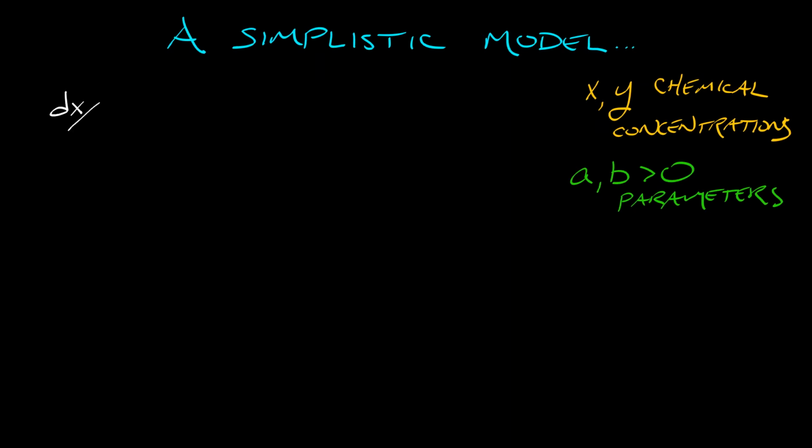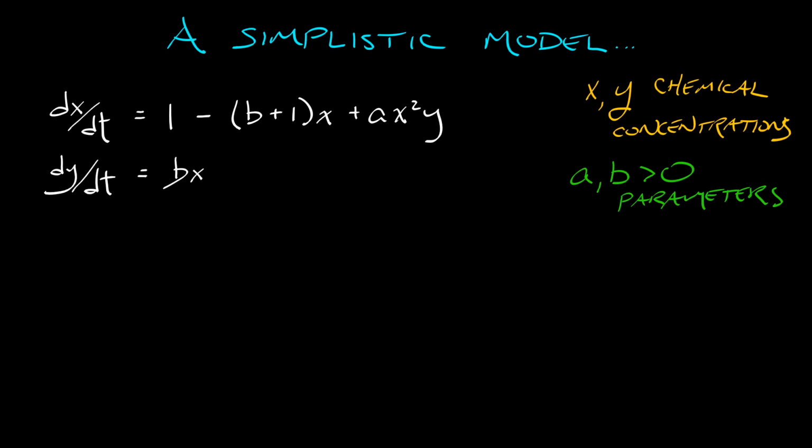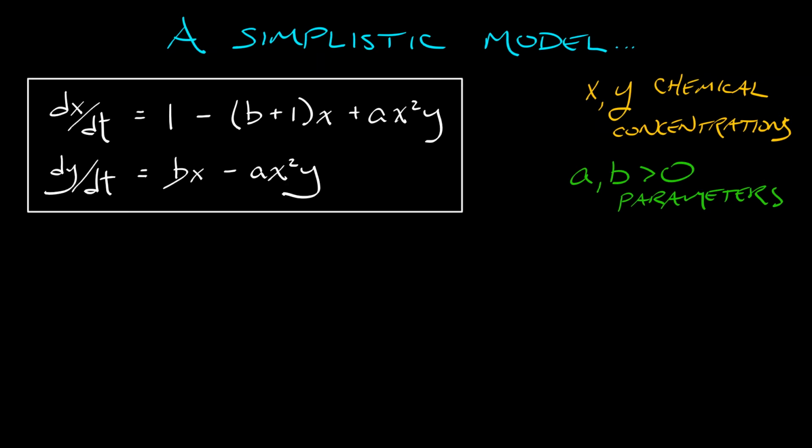dx/dt equals 1 minus (b plus 1) times x plus a times x squared y. And dy/dt equals b times x minus a times x squared times y. What do we do? Well, do the thing. Find the equilibria. Classify them.